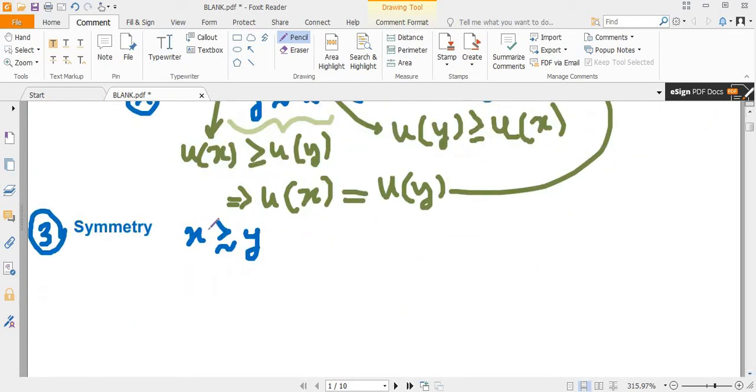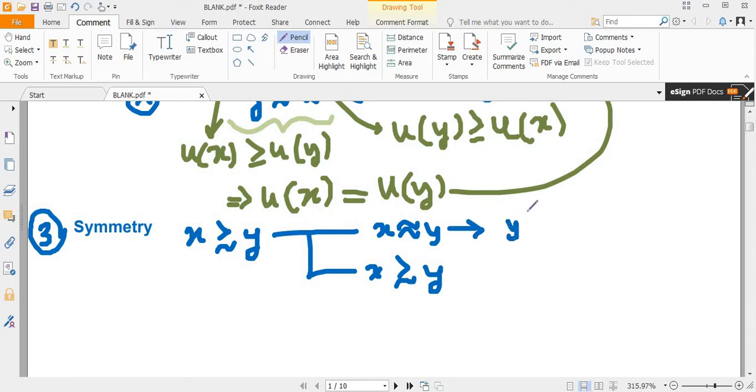Now, is that true? If x is weakly preferred to y, there are two possibilities. One possibility is that x is indifferent to y, and the other is that x is strictly preferred to y. If x is indifferent to y, of course I can say y is weakly preferred to x, so in that case it would hold. But had it been that x is actually strictly preferred to y, I will not be able to say that y is weakly preferred to x.